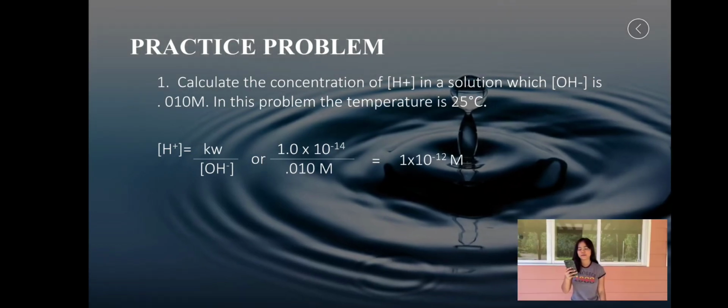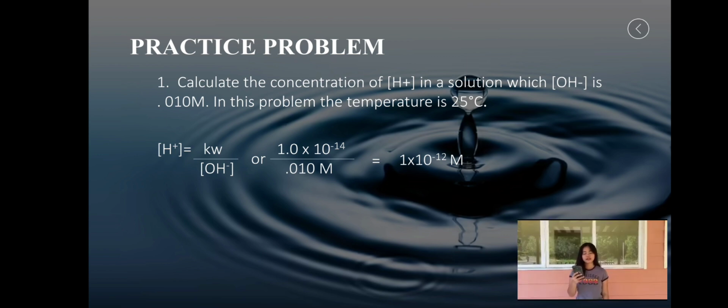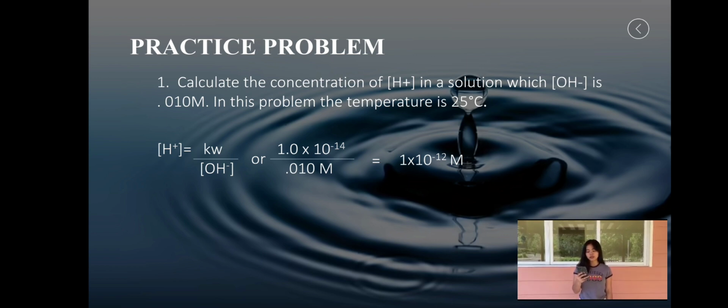Practice problems. Calculate the concentration of H+ in a solution in which OH- is 0.010 moles. In this problem, the temperature is 25 degrees Celsius. [H+] equals Kw over [OH-], where Kw has a constant value of 1.0 times 10 raised to the power of negative 14, and as the given shows, [OH-] has a value of 0.10 mole. When we divide it, we get the value of 1.0 times 10 raised to the power of negative 12 mole.